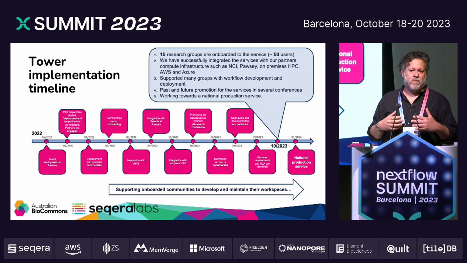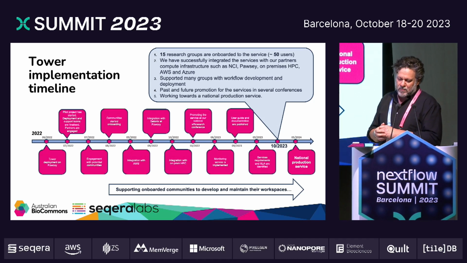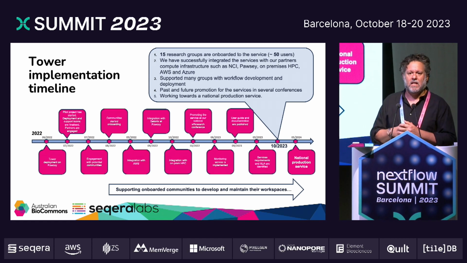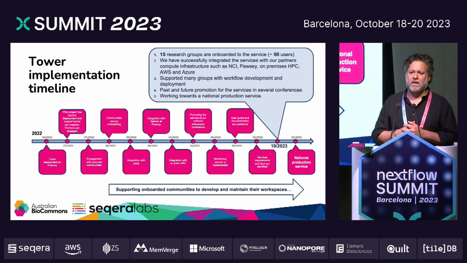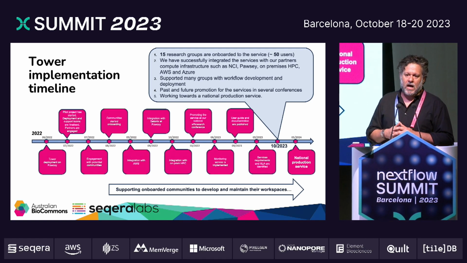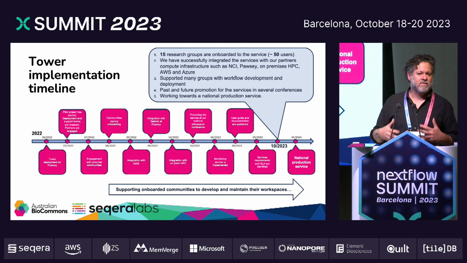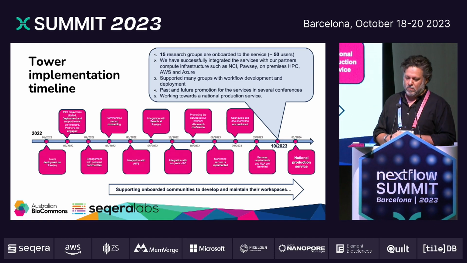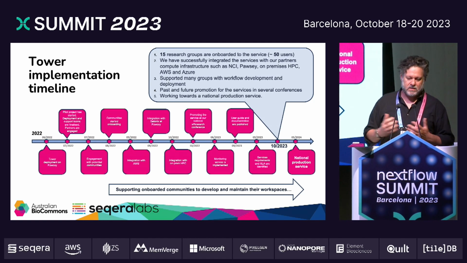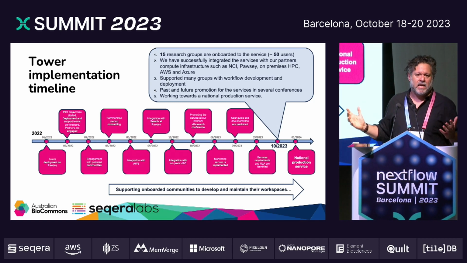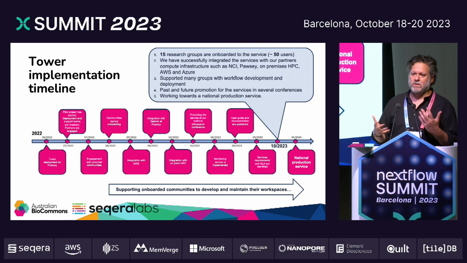Today we're at the point where we have around 15 groups nationally that are engaged with about 50 users. We've integrated Tower with various facilities like the NCI and Pawsey supercomputers, various on-prem HPC infrastructures, as well as AWS and Azure. We've supported many groups with onboarding onto that platform, as well as supporting their development and optimizing of their Nextflow workflows. And we've also promoted, with Seqera's help, the service nationally through various forums. Our next major milestone is to launch this platform as a national production-grade platform, April to May next year.